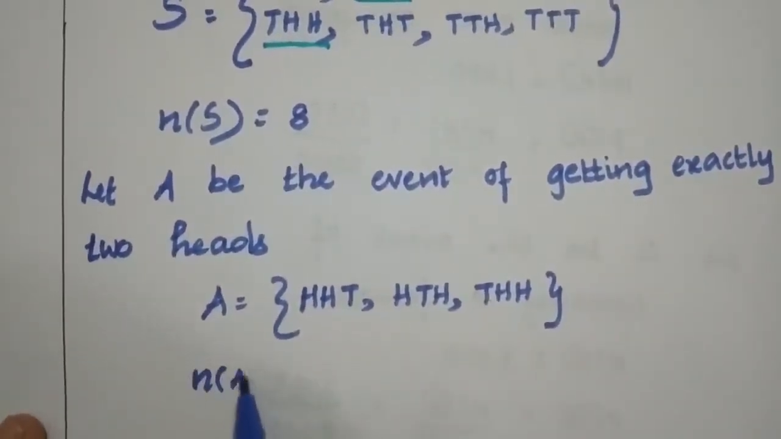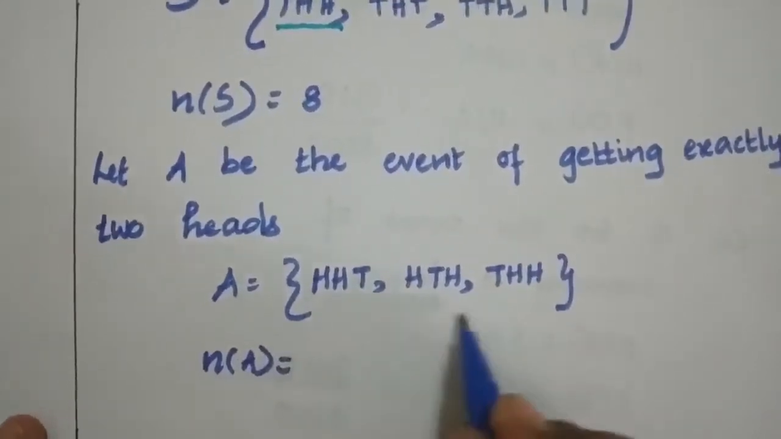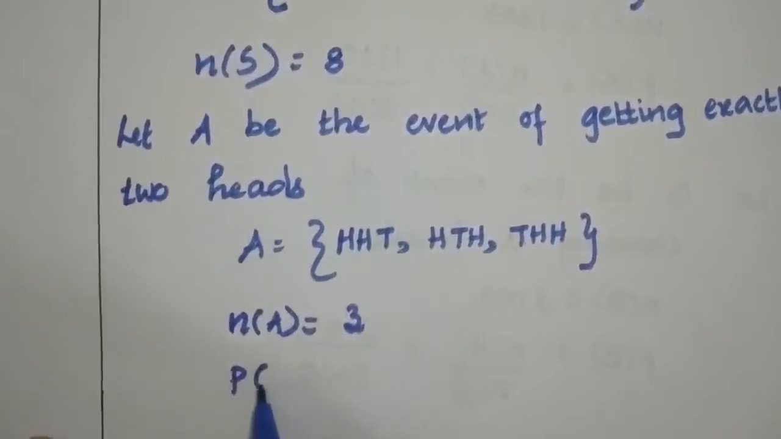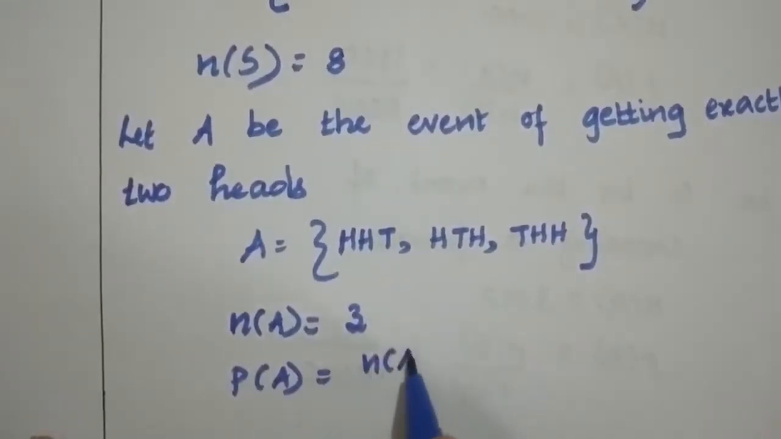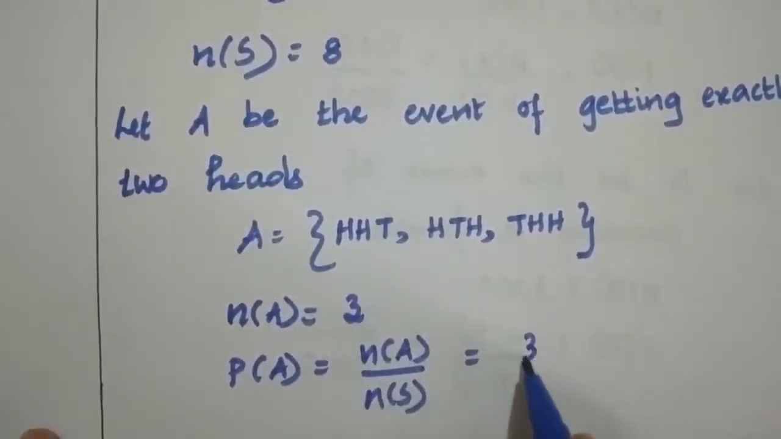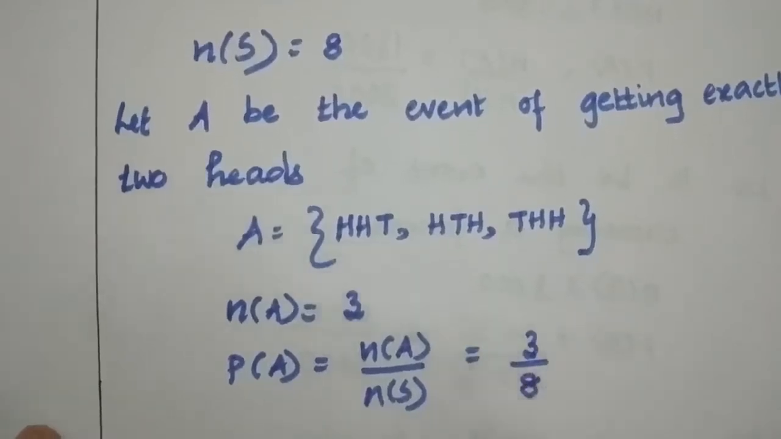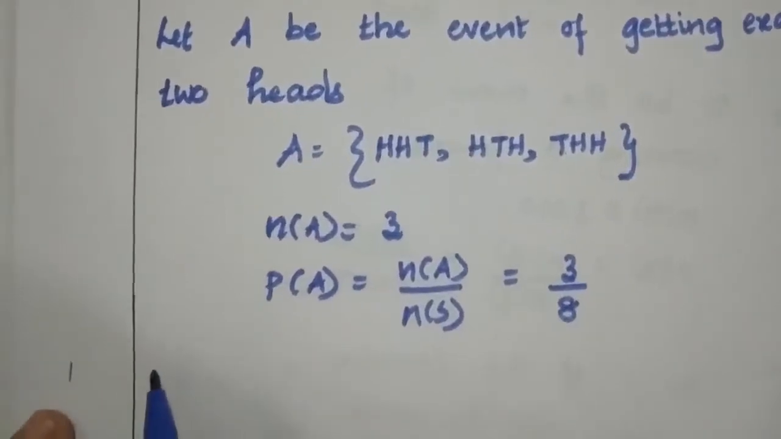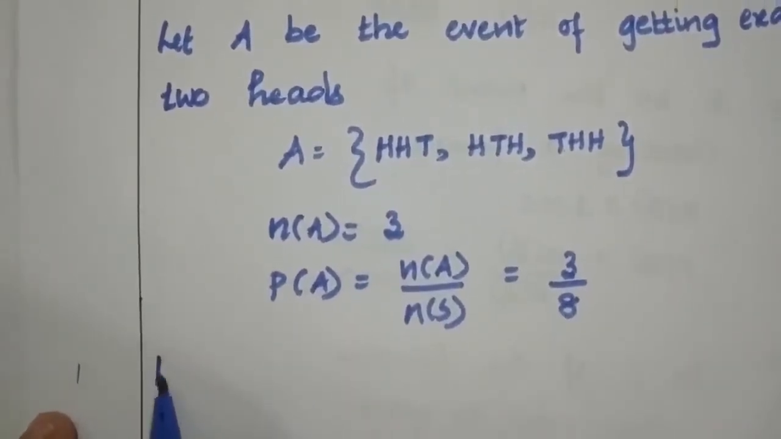So what will be our n of A then? The number of sample points in A is 3. Now we have to find the probability value for this one. P of A is equal to n of A by n of S. Substituting the values, we get 3 by 8. Let's move to the next event.